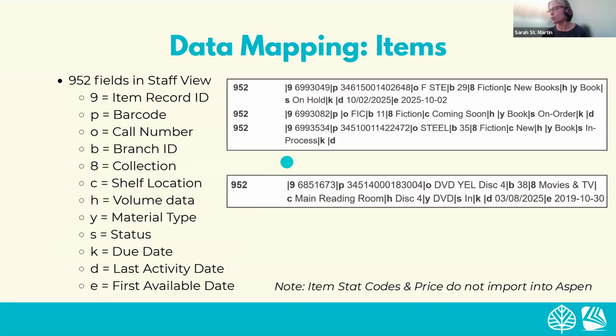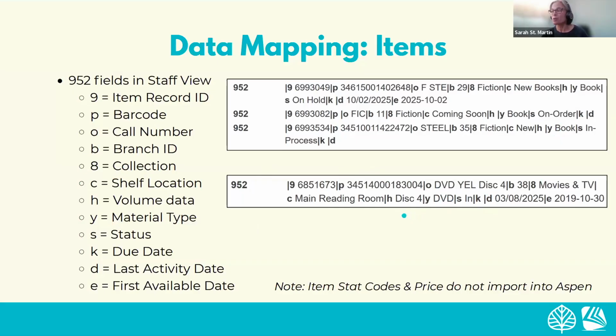So this first example just shows 3 different items on the same bib record. You can see this one has a barcode and it's on hold, and it already has a last activity date and a first available date. This one, there's nothing in the barcode field yet. That's because the status is still on order. And then this one down here I just showed because subfield O shows the whole entire call number, but then subfield H shows just what's in the volume field. We use first available copy for our movies, so it's just an easy way to see what's specifically in the volume field.